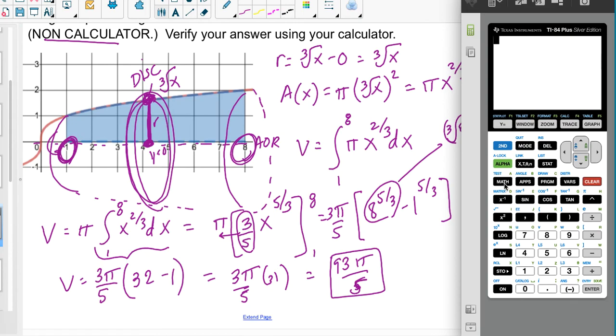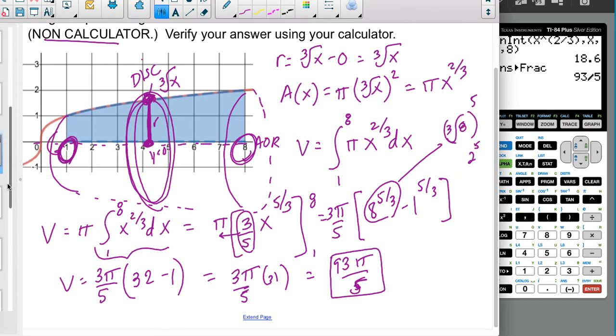So to check this on my calculator, I'm going to go ahead and do math 9, right? I'm going to pick that my function is the x to the 2/3. So let's do x caret 2/3, right, comma, with respect to x from 1 to 8. And what should happen is, since I'm checking this answer, I should get everything but the pi. So basically, I should get a 93 over 5. So if I math frac, there's my 93 over 5, and that checks out. It's the right answer. All right. So let's keep moving, right?